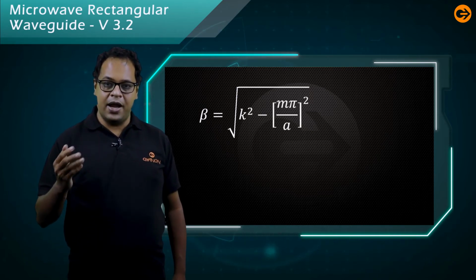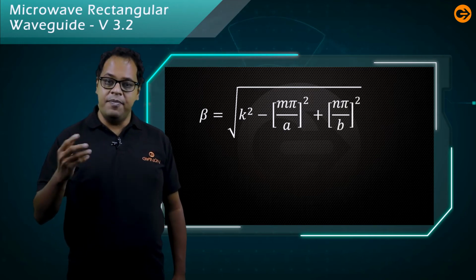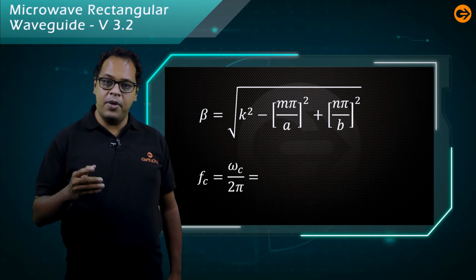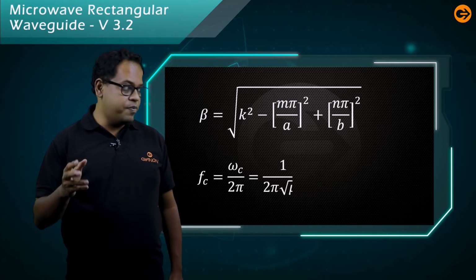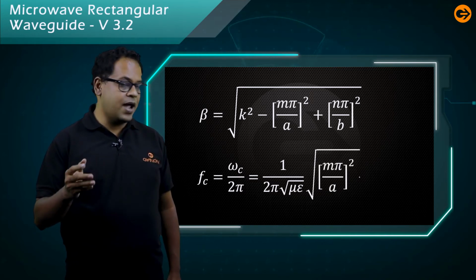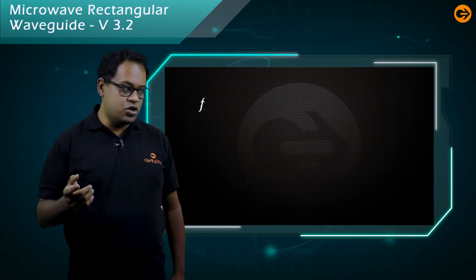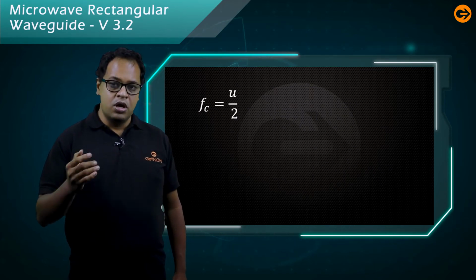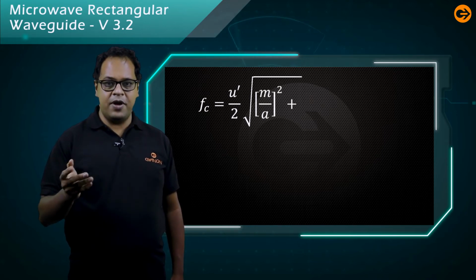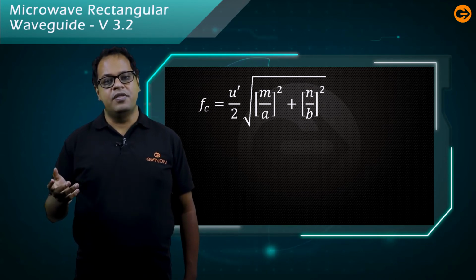In the case of the transverse magnetic mode, beta is equal to root over k square minus (m pi by a) square minus (n pi by b) square, and Fc is equal to omega c by 2 pi, which is equal to 1 by 2 pi root over mu epsilon into root over (m pi by a) square plus (n pi by b) square. So Fc is equal to u dash by 2 into root over (m pi by a) square plus (n pi by b) square. So this is the cutoff frequency.